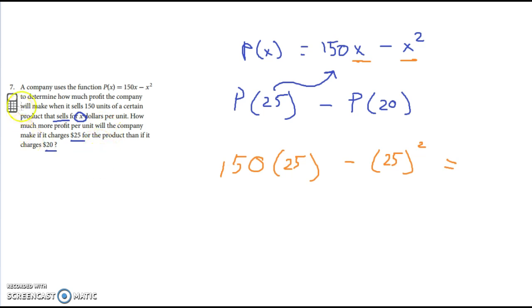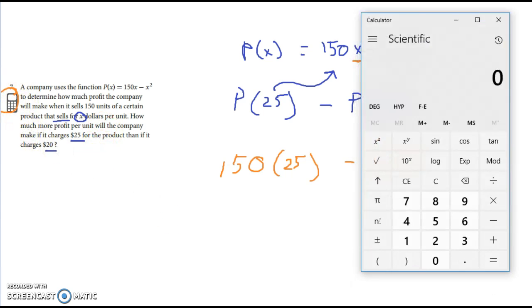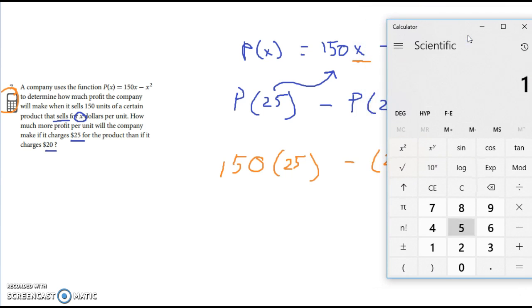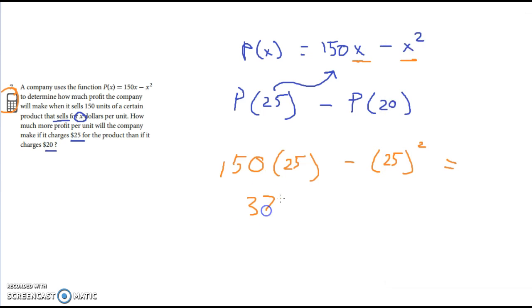Well, okay, not entirely cheating, because it does say, look, we got the little calculator icon. We're allowed to use a calculator. So I'm pulling up my calculator. And let's see what we got. 150 times 25 gives us 3750. Minus 25 squared.